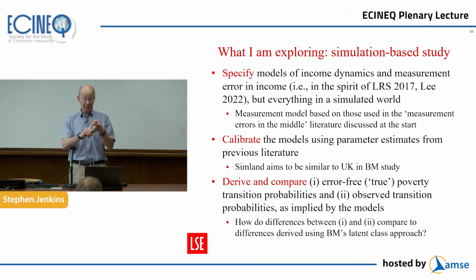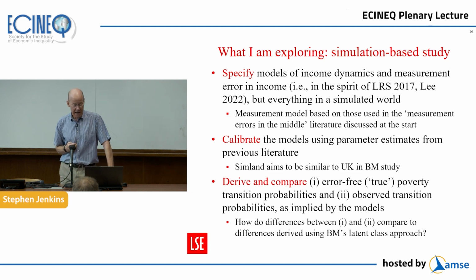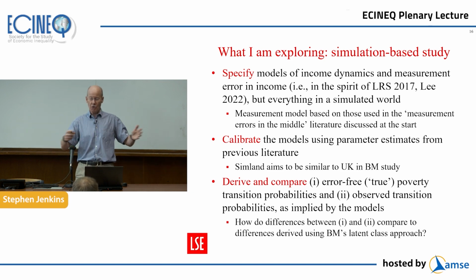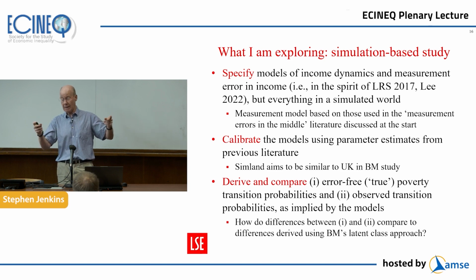Then, secondly, after specification, I'm going to calibrate the models using parameter estimates from the previous literature. And why not? I'm going to turn Simland to make it similar to the UK, the country where I now live. Same idea: we're going to compare what the model tells us the true transition probabilities are and the observed ones, and look at the difference and see, having fitted the BM latent class transition model to the same data, what happens.